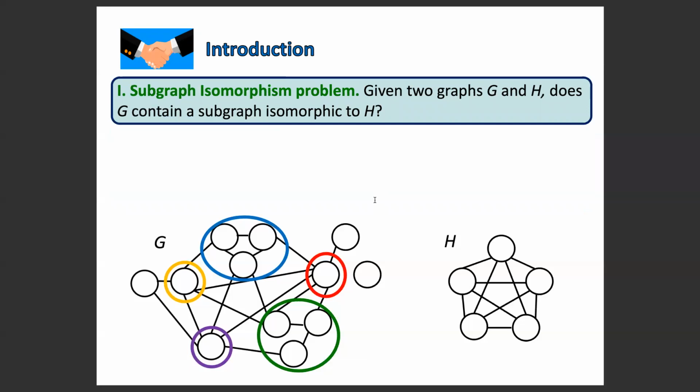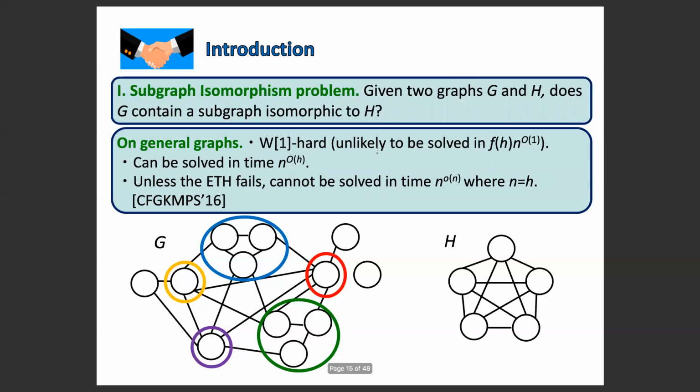So now, to understand the context of this study, let's talk about three related problems and see what their status is. The first one is the subgraph isomorphism problem. Here we are given two graphs, G and H, and we ask whether G contains a subgraph that is isomorphic to H. So whether G has a copy of H. For this problem in general graphs, the following is known.